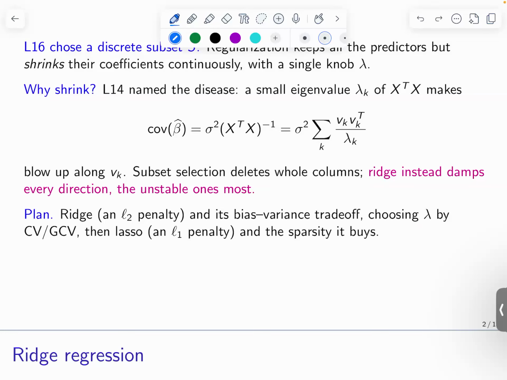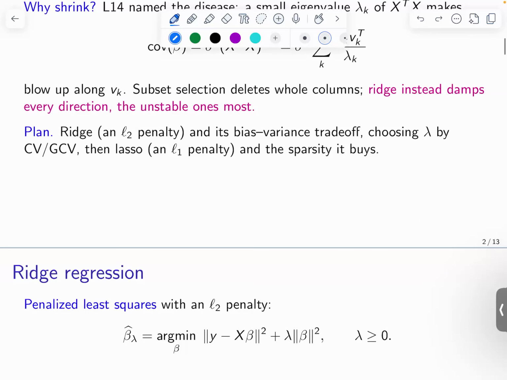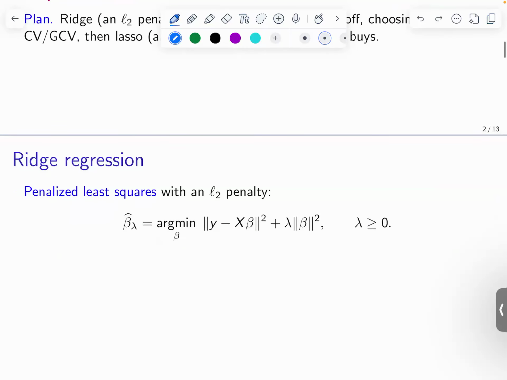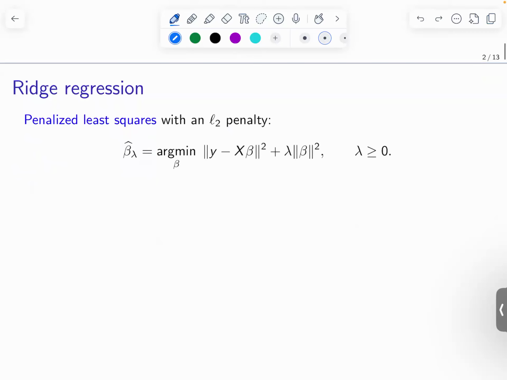And then we'll talk about L1 if we have time, which is the so-called lasso, and its features. Okay, so let's talk about ridge. How many people have seen ridge regression? Okay, a couple of people. Yes, so we already have seen it, I think, in the multicollinearity lecture as well.